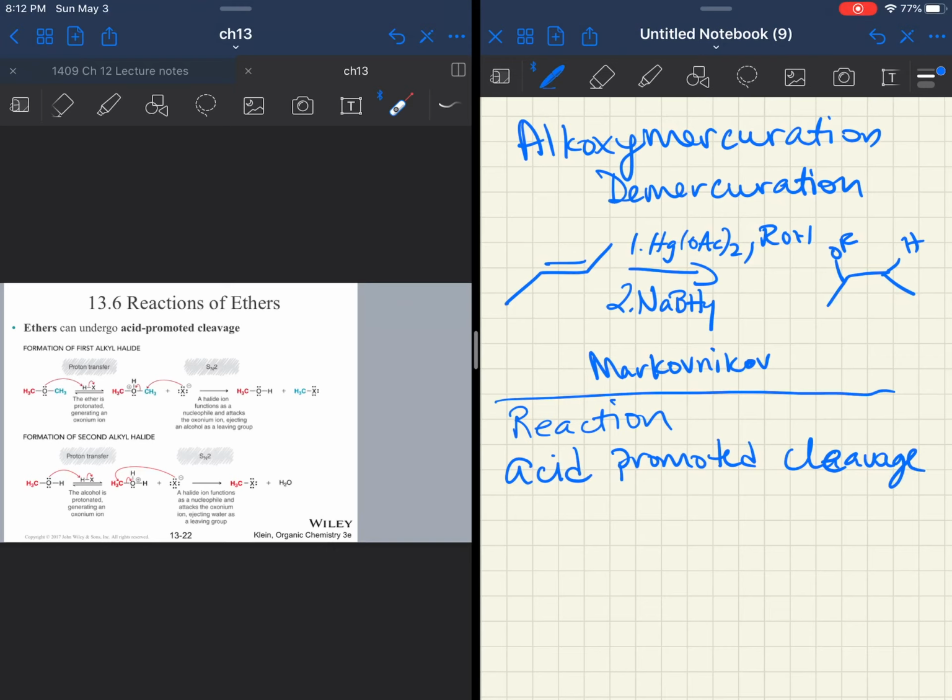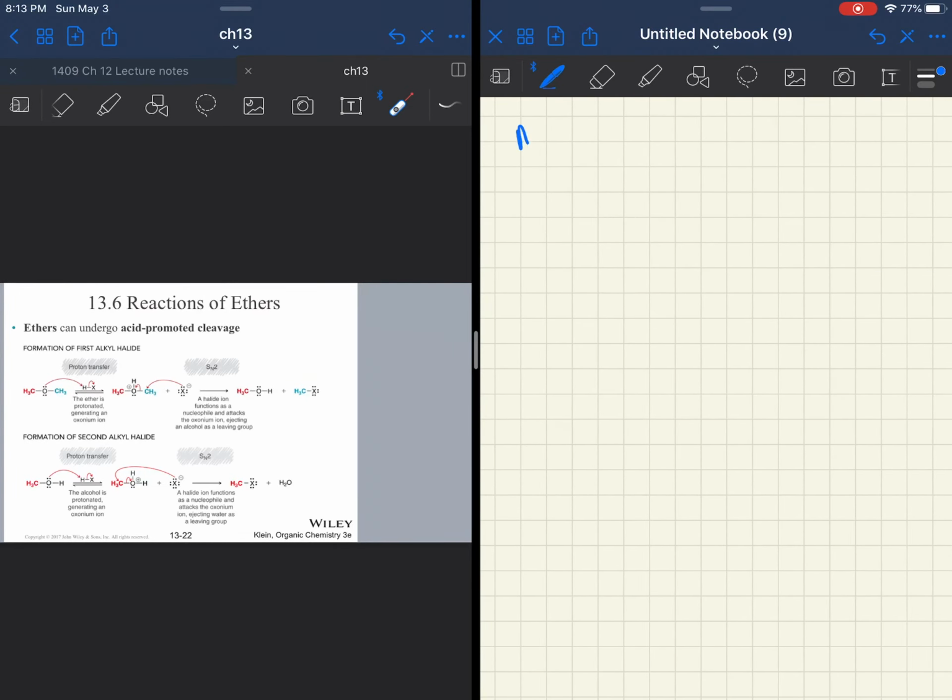Essentially, what you're going to do, let's say that you have ROR. If you treat it with HX, you are going to get 2 alkyl halides. Now, it may be the same alkyl halide. It may be 2 different ones. It depends on if you're dealing with a symmetric ether or not. Let's go through the mechanism.